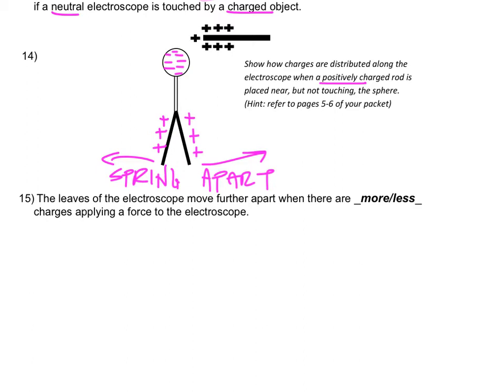So these leaves of the electroscope move farther apart when there are more or less charges applying a force to the electroscope. So let's say that there's a weak force right now. So instead of a rod, we just took a balloon. We saw that these leaves separated. If I took something stronger, like a rod that is charged, these leaves are going to separate even more when there is an increase in charge. So more charge means more separation.